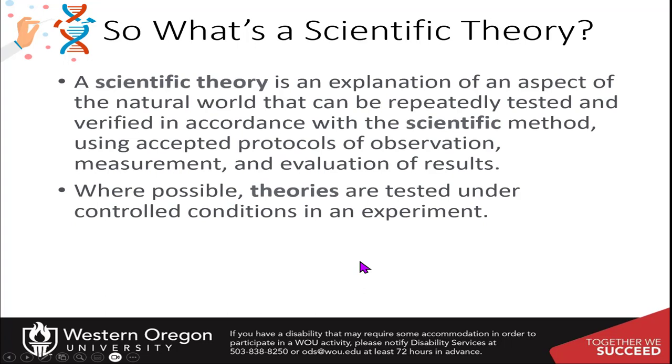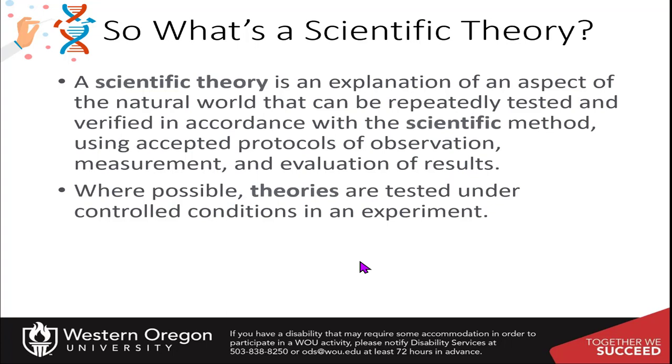A scientific theory, by definition, is an explanation of an aspect of the natural world that can be repeatedly tested and verified in accordance with the scientific method using accepted protocols of observation, measurement, and evaluation of results. So theories are actually strongly supported in science. Something doesn't achieve the status of a theory unless there is a lot of data that support it.